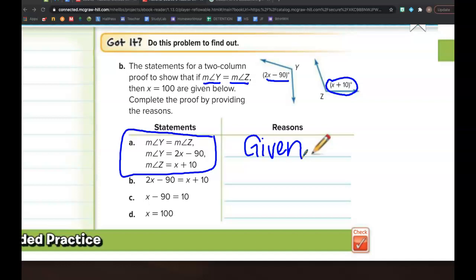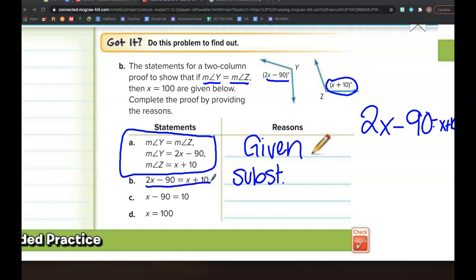Okay, and instead of saying the measure of angle y is equal to the measure of angle z, let's replace what is the measure of angle y? 2x minus 90, yep. And that equals the measure of angle z, which is x plus 10. Okay, I ran out of room. So that is by substitution. I'm just going to put substitution that I can rewrite that next line.